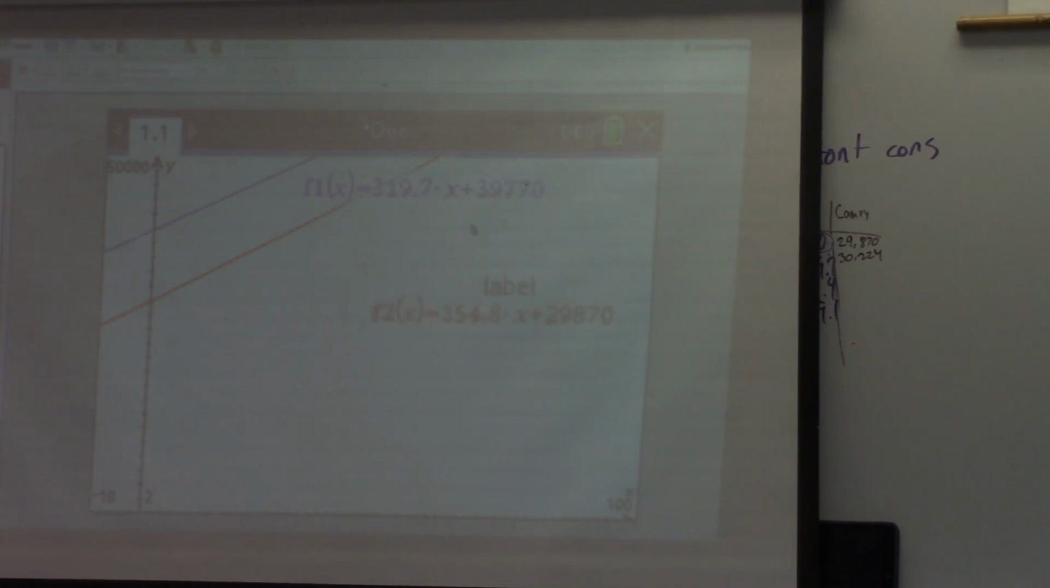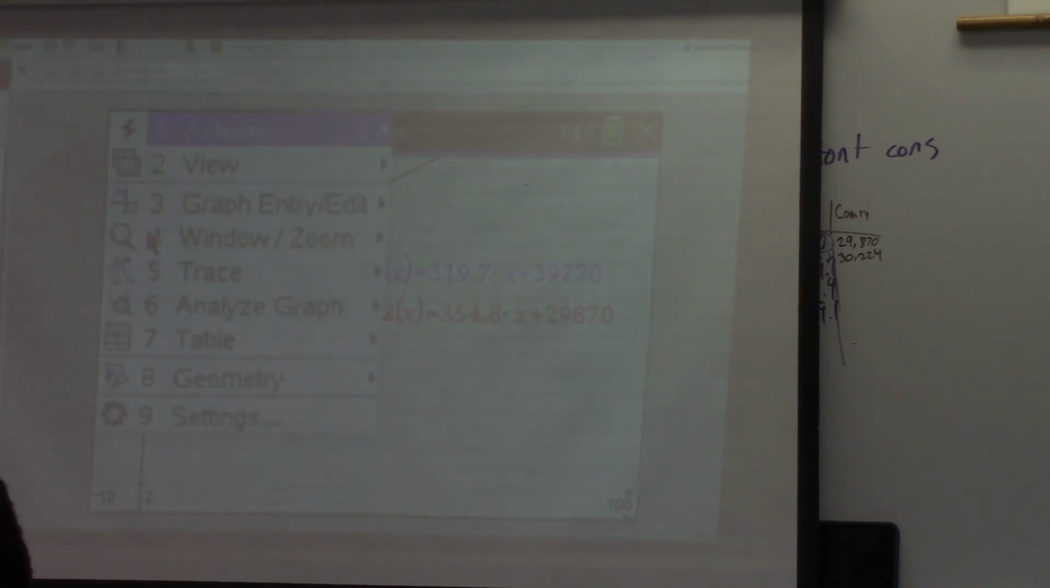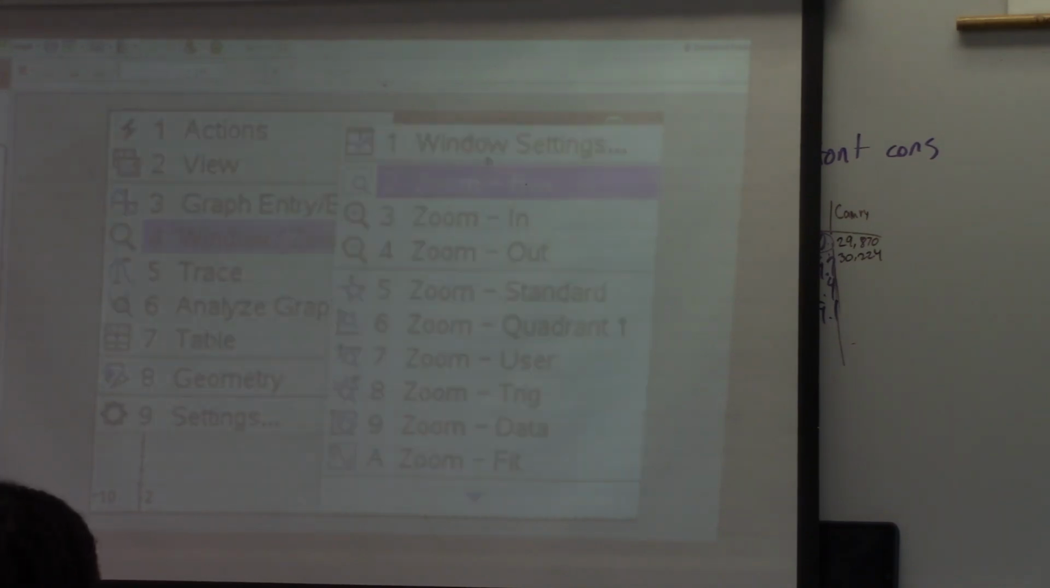And then a Y max, let's go $50,000. Okay, so that's a linear line, right? Alright, so notice first off, are these linear? Yes, I think so. Can I tell when the Tesla becomes cheaper? No, not yet. So I need to change my window again. Yeah, open that, zoom out.